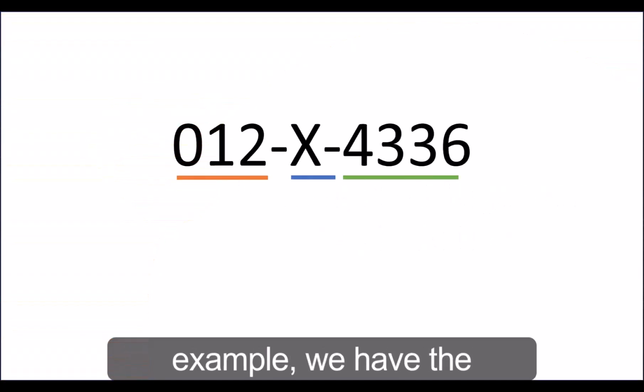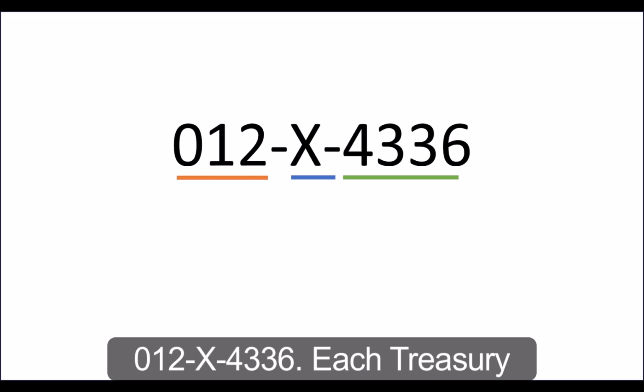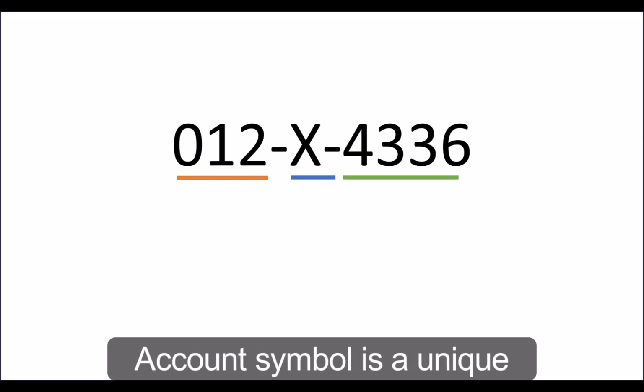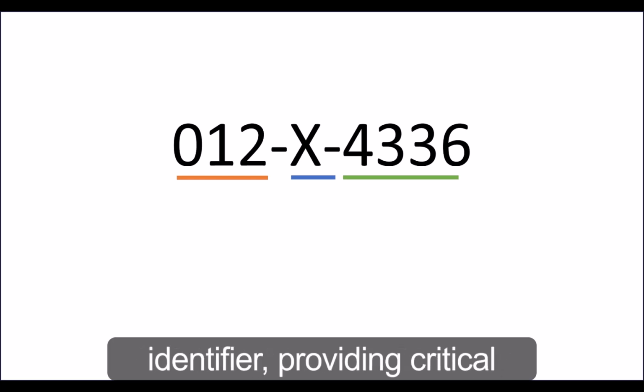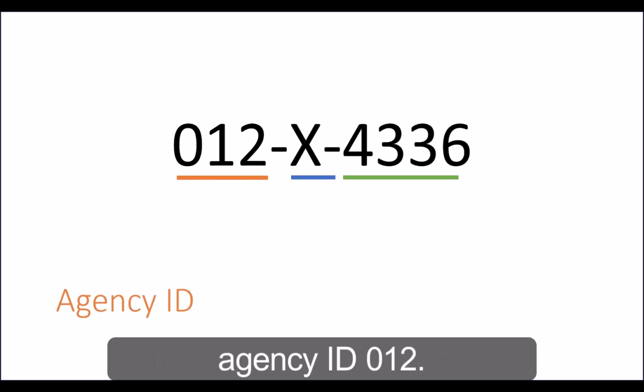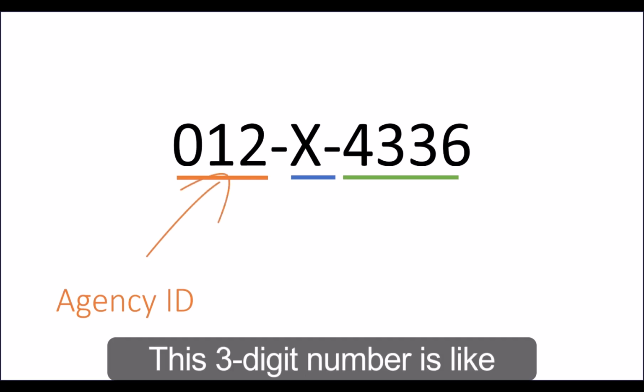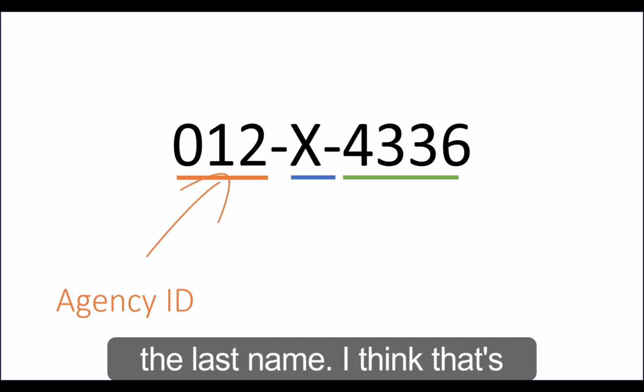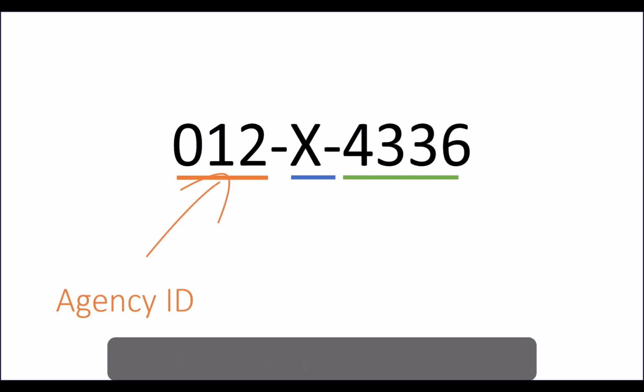For our first example, we have the Treasury Account Symbol 012-X-4336. Each Treasury Account Symbol is a unique identifier providing critical funding information. Let's start with our example's agency ID, 012. This 3-digit number is like the last name, telling us which federal family these funds belong to.